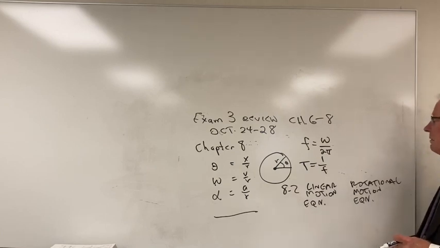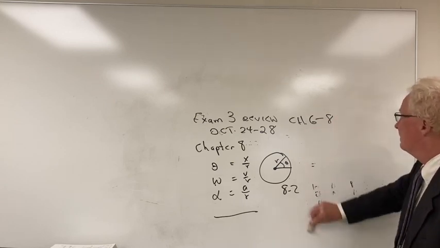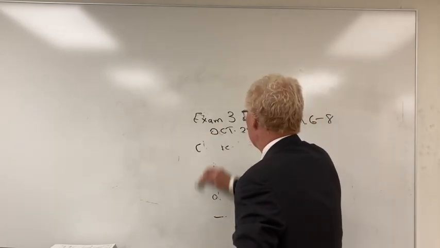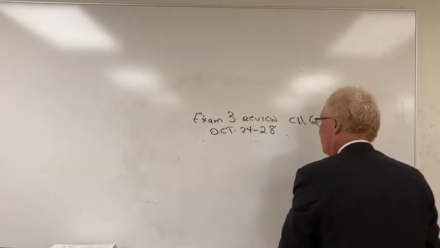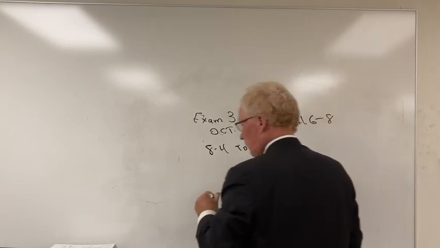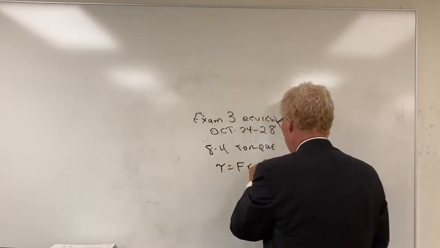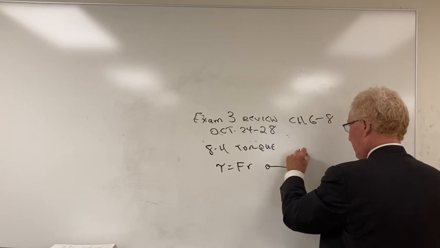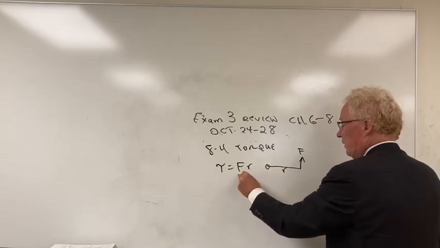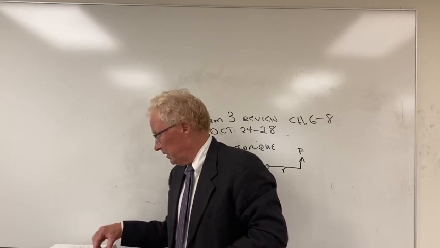I'll leave that up here. And then we have 8.4, which is torque, which is defined as tau equals F times r, where force is perpendicular. This is F, and so torque is F times r when F and r are perpendicular to each other. So that's the units of torque, and examples related to that.